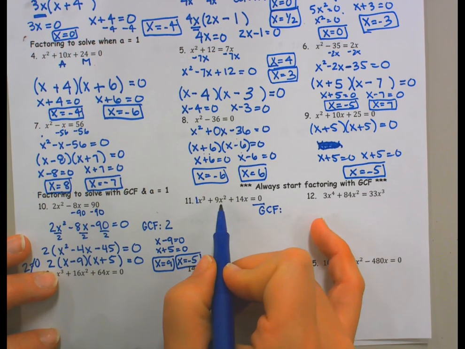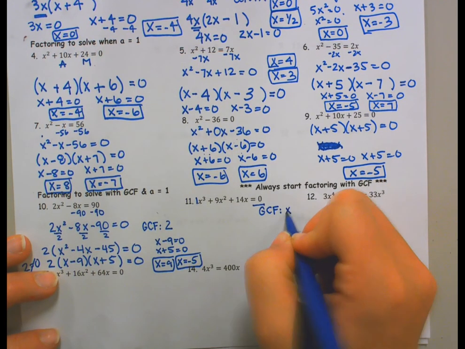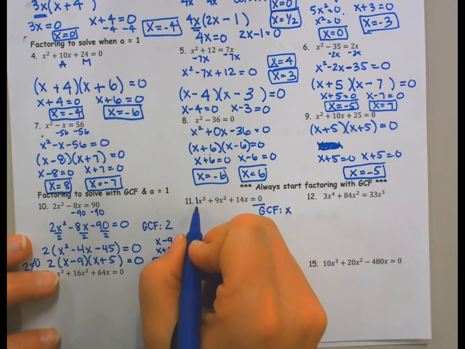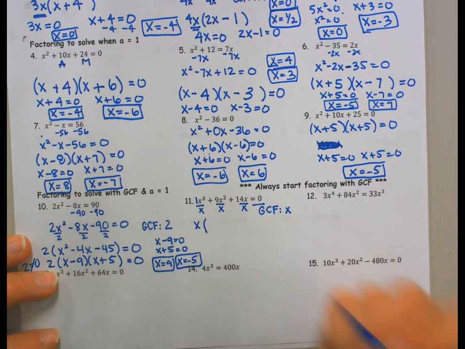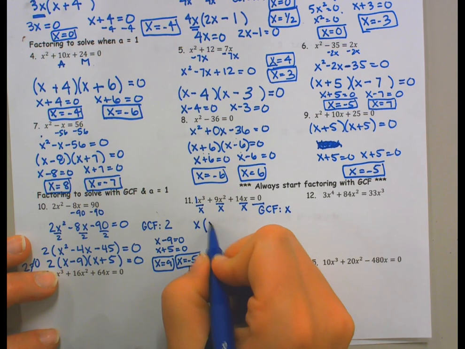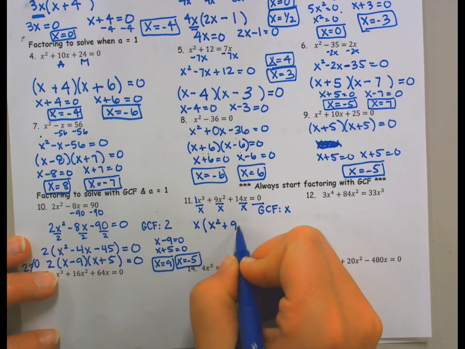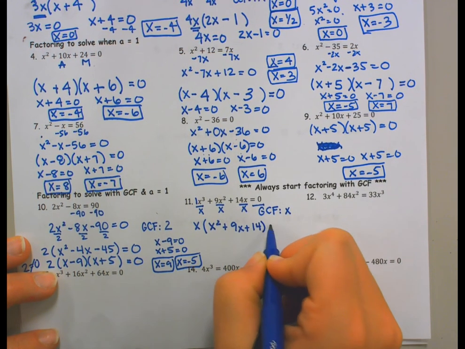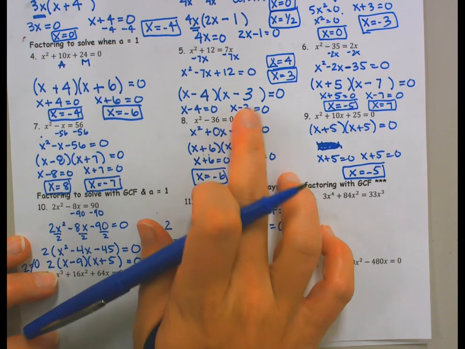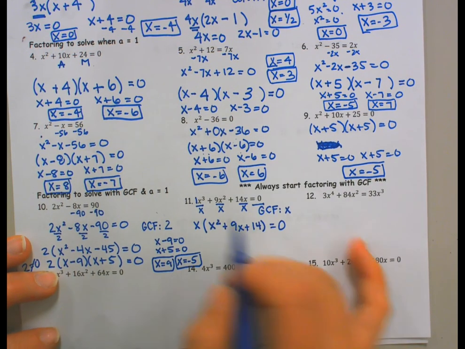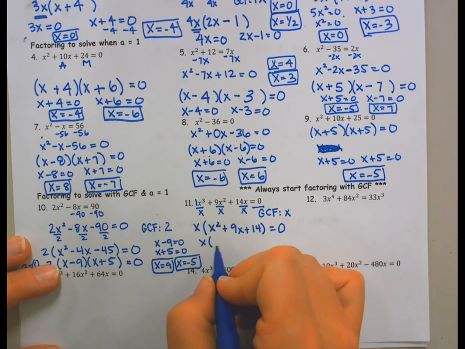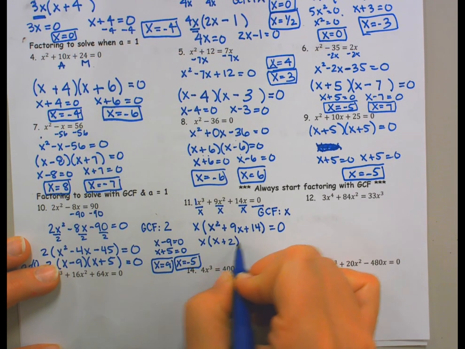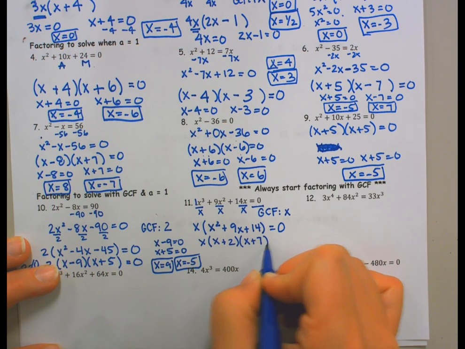However, each term has an x in it, so I could divide out an x. If I divide an x out of each term, that puts an x on the outside that I factored out, and then I get x squared plus 9x plus 14, and now I can factor this just like I was doing up here. What multiplies to give me 14 and adds to give me positive 9 would be positive 2 and positive 7.